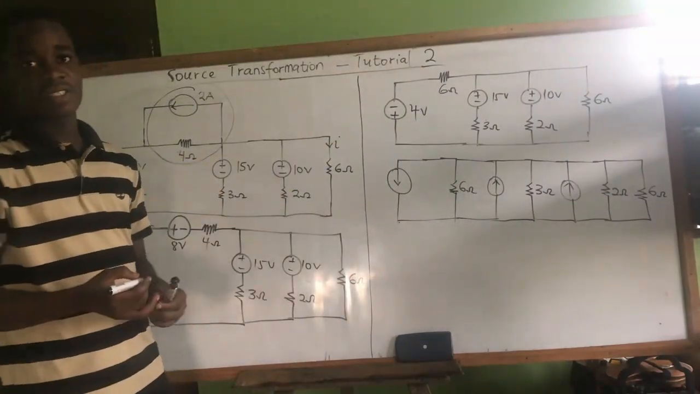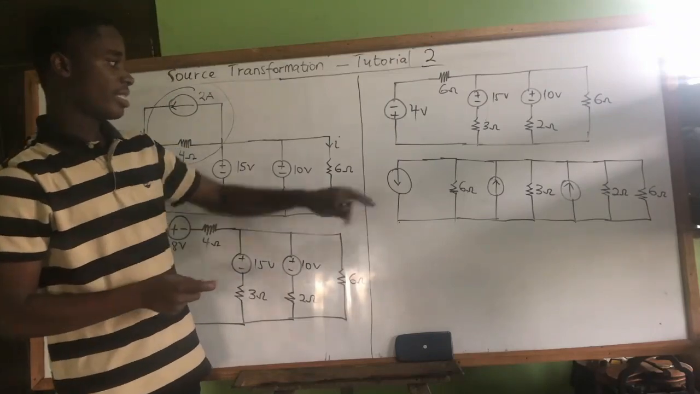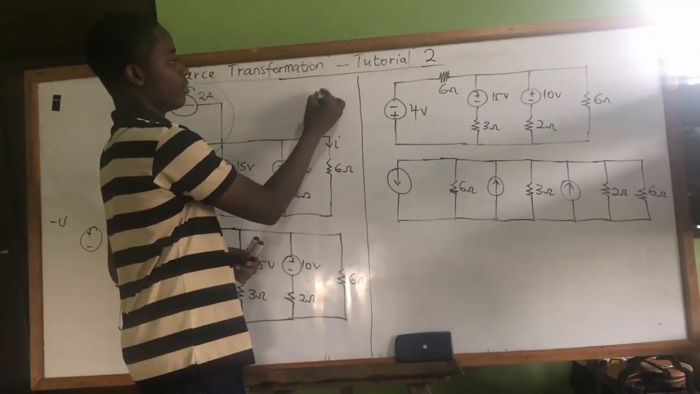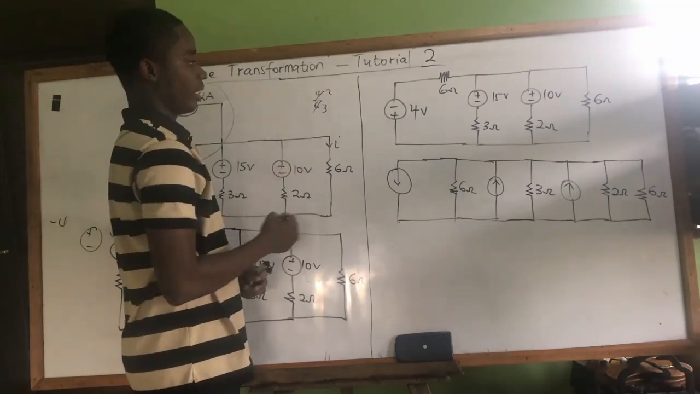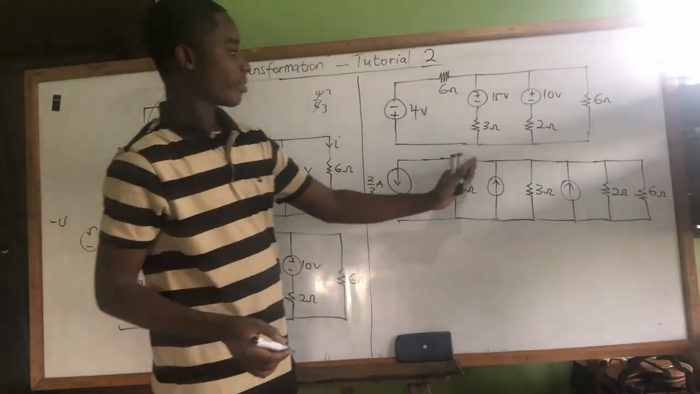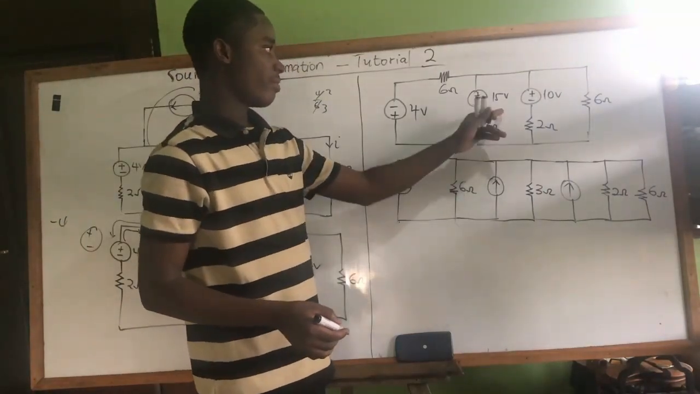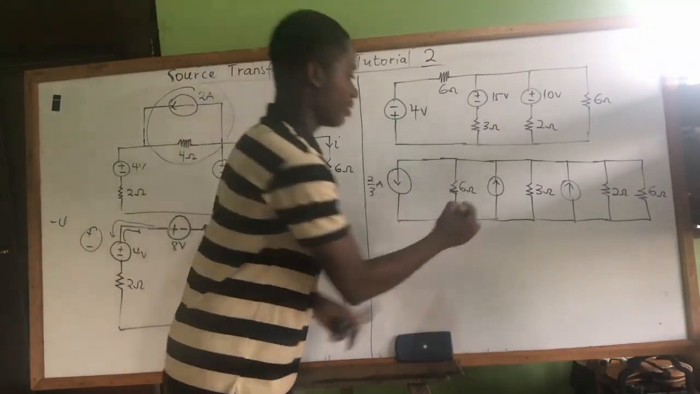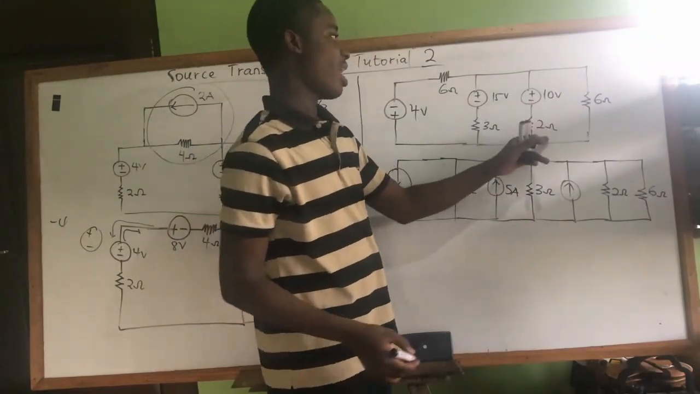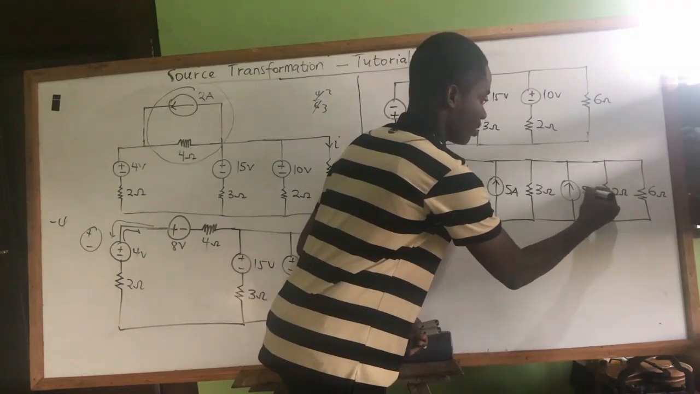So let's calculate the value for each of the currents. This current is what? V over R, 4 over 6. 2 goes here, 2 goes here, 3. So we have 2 on 3 amperes. The current here, V over R, that one is what? 5 amperes. The current here, V over R, 10 over 2, which gives us what?